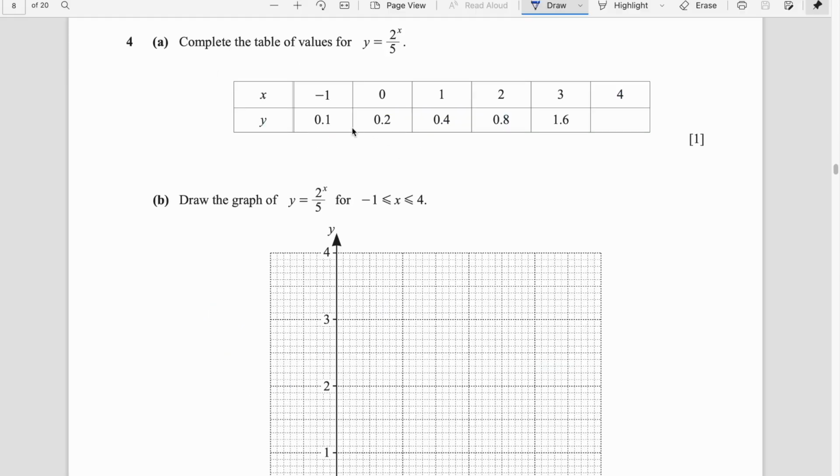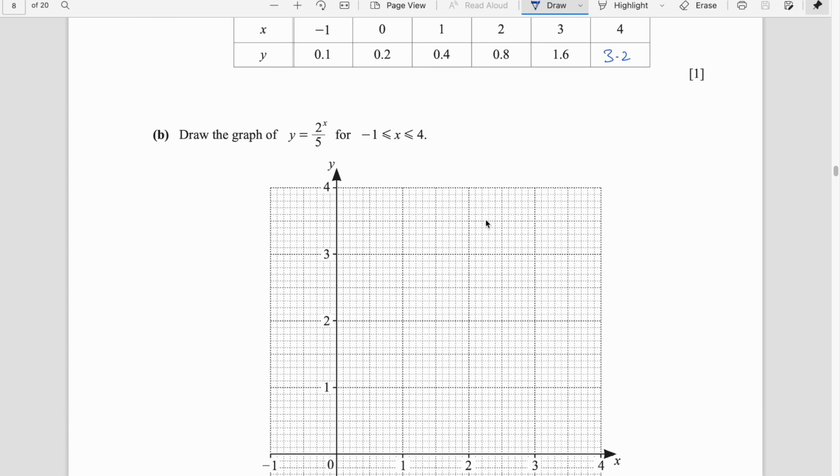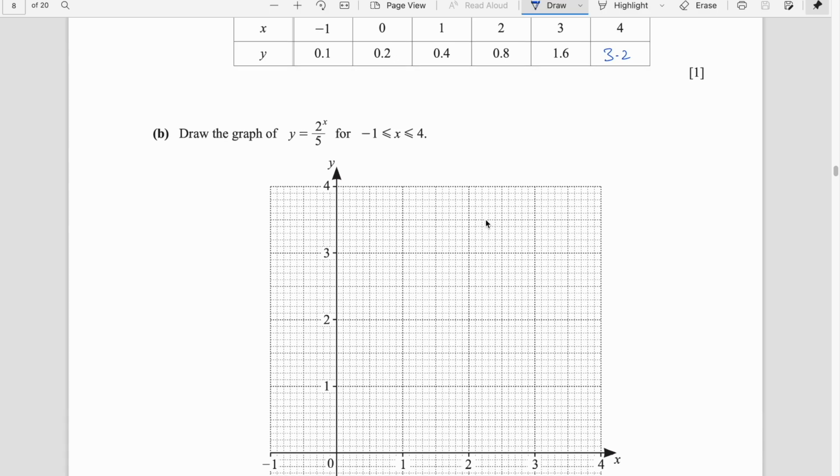Question number 4. Complete the table of values for y, which is 2 raised to the power x by 5. So we just plug this in and get the value, that is 3.2. Draw the graph of y equals 2 raised to the power x by 5 from -1 to 4. All the values are given in the table, so we use those values.